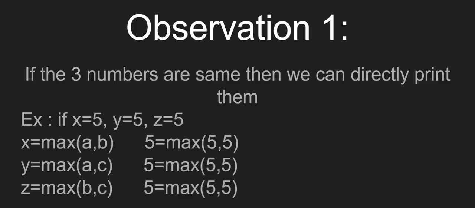So this is observation 1. If all the elements are the same, then we can directly print them. For example, if x equals 5, y equals 5 and z equals 5, then we can directly print a, b, c as 5, 5, 5 because max of 5 and 5 is 5, and also for the b, c values, max of 5, 5 is 5. So this is the simple observation.